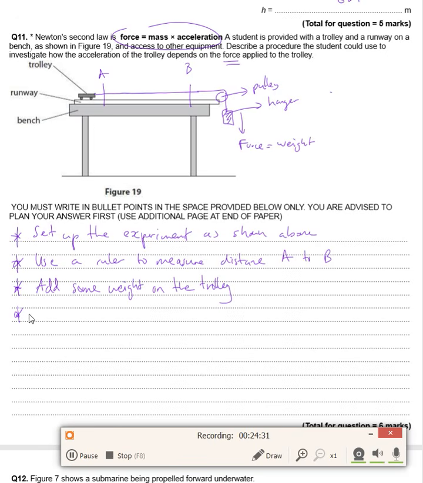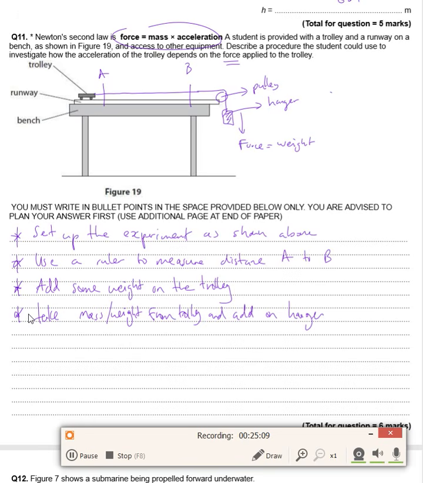So we're going to start with add some mass on the weight of the trolley. Okay, so what we're going to do is we're going to take mass, such weight from the trolley. So we're going to take the mass from the trolley, and we're going to add it to the hanger.